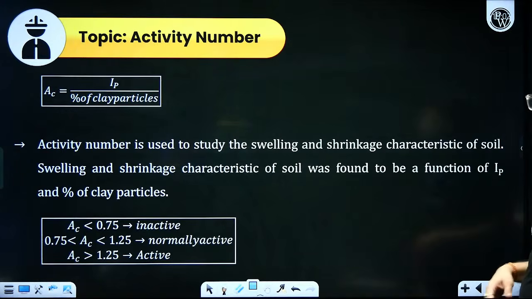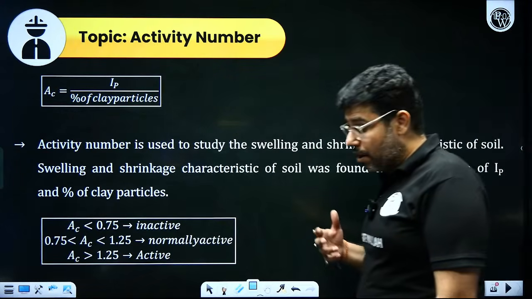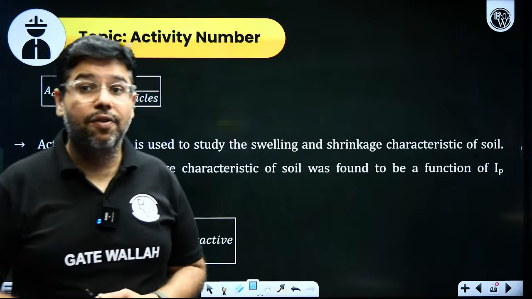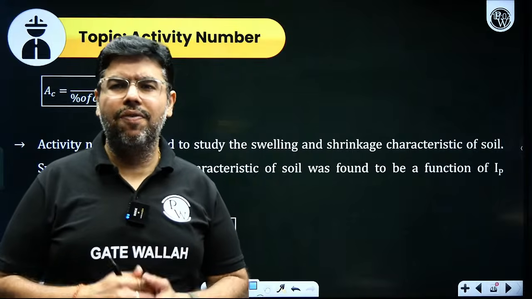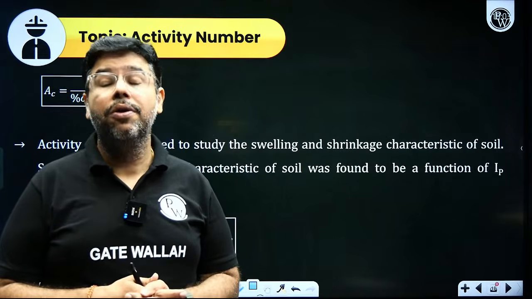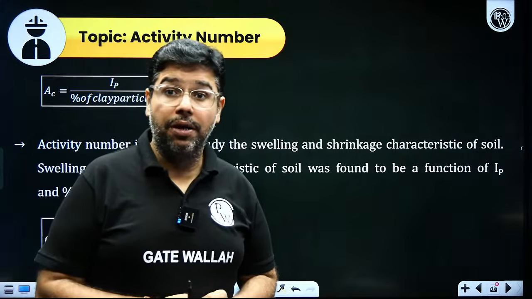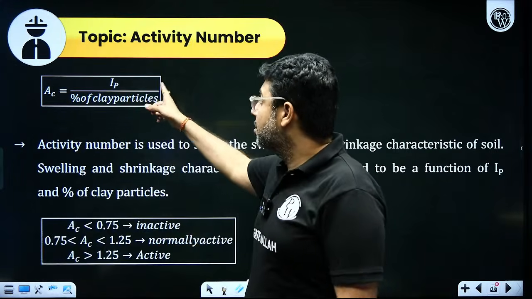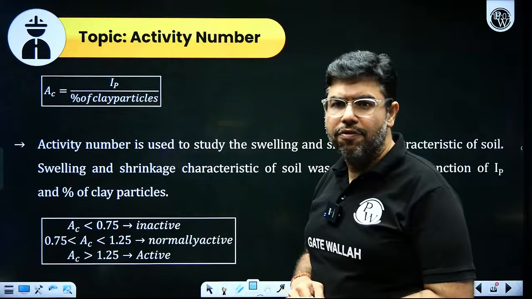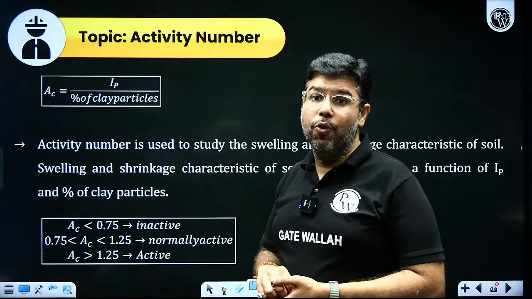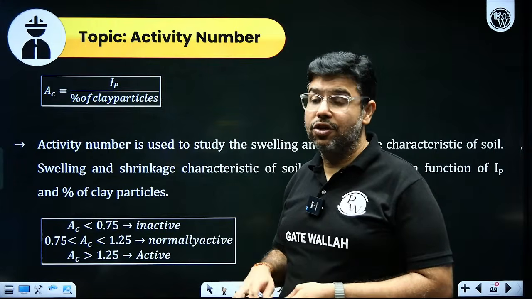It indicates the swelling or shrinkage characteristics of clays. If soil is active, it will swell more and shrink more, and activity is seen with the help of IP and percentage of clay particles. So, activity number is defined as IP upon percentage of clay particles. If AC is more, soil will be more active, it will show more swelling and shrinkage behavior.